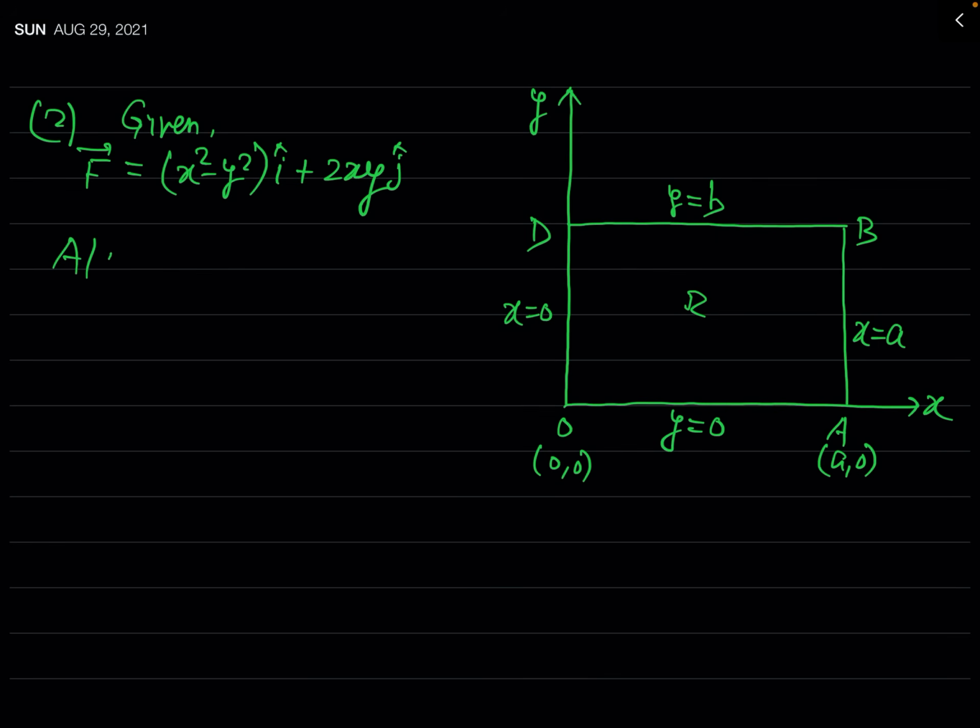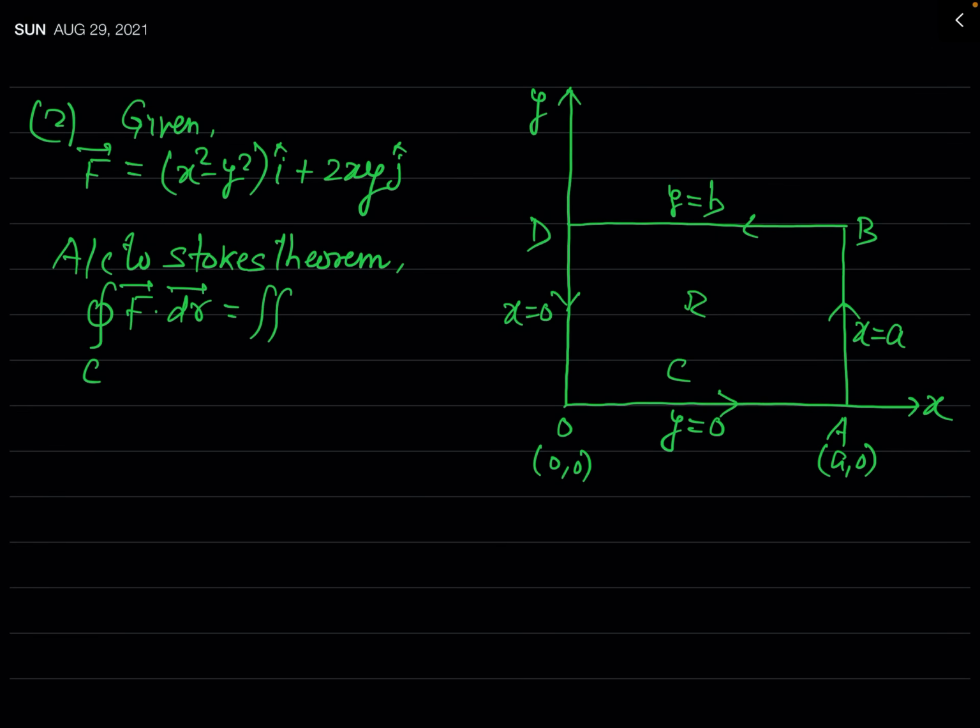So according to Stokes theorem, the integral along the closed curve C, in fact this closed curve OABDO, this is actually your closed curve C. So along this closed curve C, we have to show that integral of F dot dr is equal to the integral over S of curl of F dot dS.